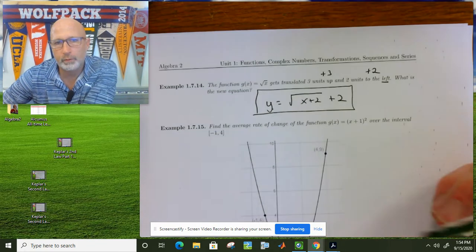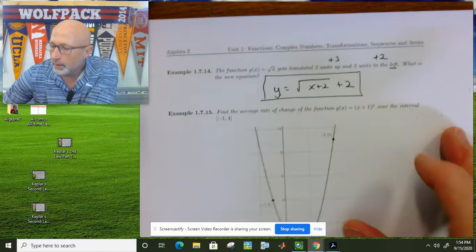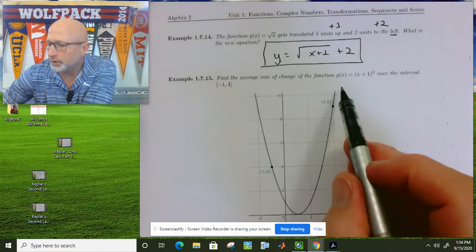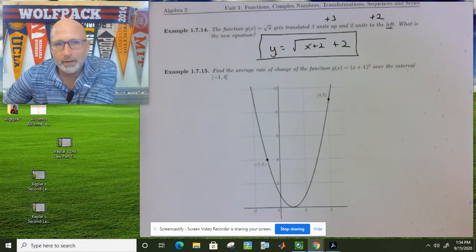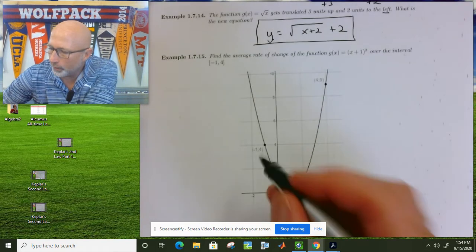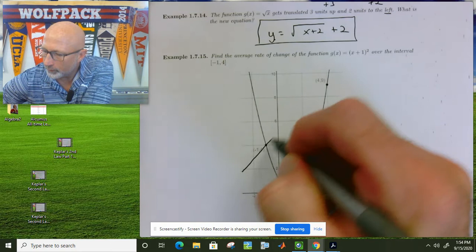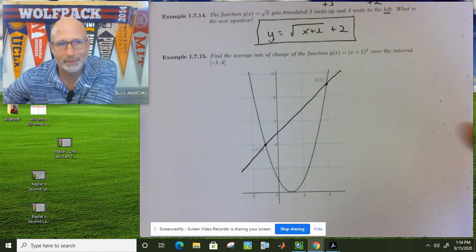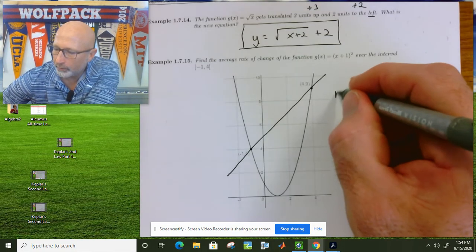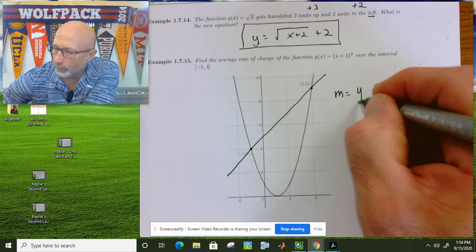And you could have put something different there, g of x, f of x, whatever you wanted to. Okay, so find the average rate of change of the function. So this is actually really easy. It's on the interval from -1 to 4. So the average rate of change is actually just the slope between the two points. That's it. Okay, so go back to what is that slope form?